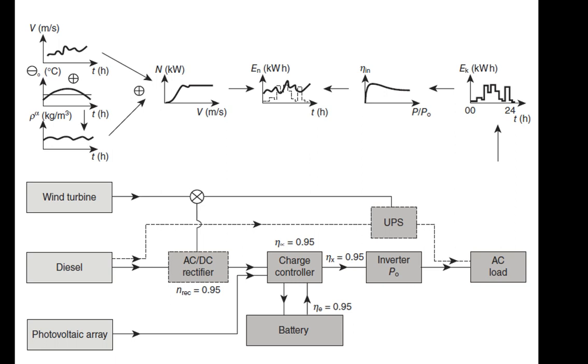So this is the control structure. We have the wind turbine, the diesel generator, and the photovoltaic array. The efficiency of the rectifier is 95%, the conversion efficiency of the charge controller is again assumed to be 95%, and the inverter is also 95%, as well as the battery, because all the components are static. For uninterrupted supply, an optional UPS has been incorporated in this structure with the battery backup.